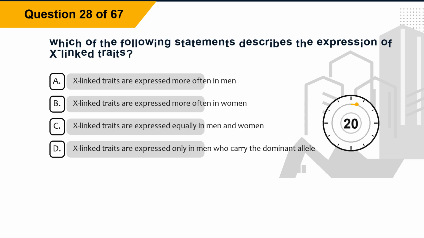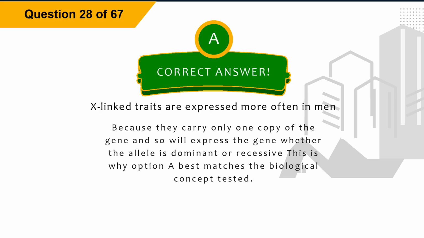Question 28. Which of the following statements describes the expression of X-linked traits? Option A, X-linked traits are expressed more often in men. Option B, X-linked traits are expressed more often in women. Option C, X-linked traits are expressed equally in men and women. Option D, X-linked traits are expressed only in men who carry the dominant allele. The correct answer is option A, X-linked traits are expressed more often in men.